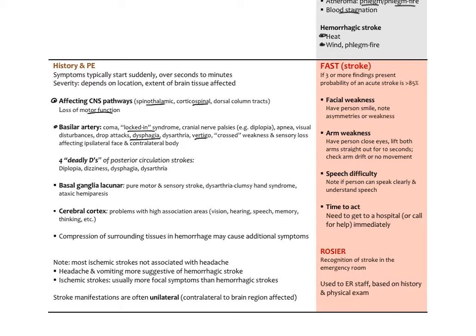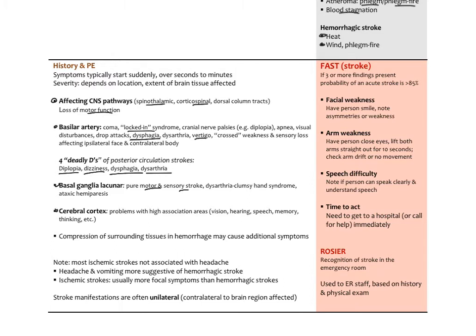The 4 deadly Ds of posterior circulation stroke, so these would be from the posterior cerebellar artery and so forth, would be diplopia, double vision, dizziness, dysphagia, this would be difficulty swallowing, and dysarthria, difficulty speaking. So those would all be kind of indicating posterior circulation strokes. Basal ganglia strokes would be more motor and potentially sensory strokes. There would be things like what we call clumsy hand syndrome, ataxic hemiparesis, so you walk with an abnormal gait and so forth. So that would be affecting basal ganglia.